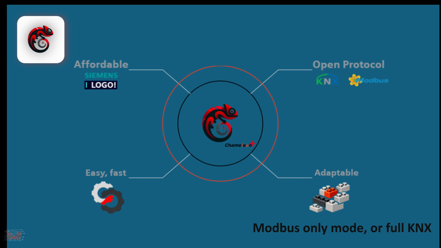Modbus only mode or full KNX. A true fit for 3 or 5-star hotels. From 8 inputs/4 outputs, up to 16 inputs/12 outputs. If LOGO runs out of I/O, just add any KNX device.